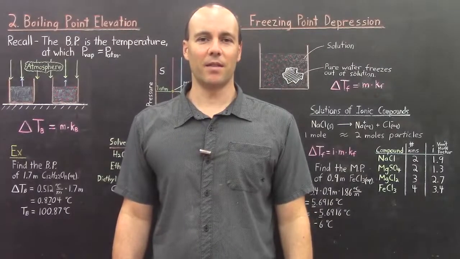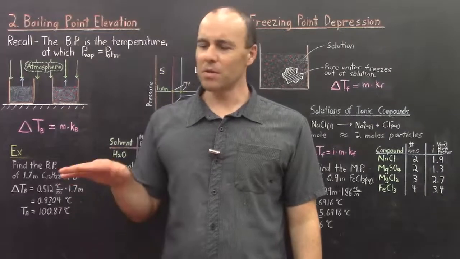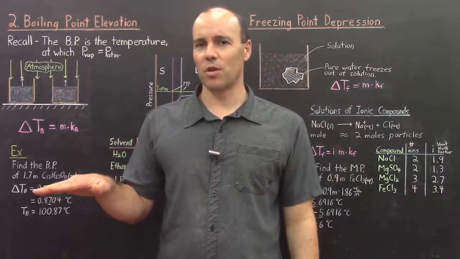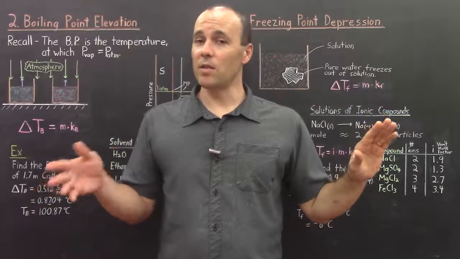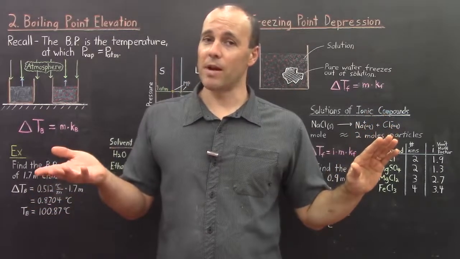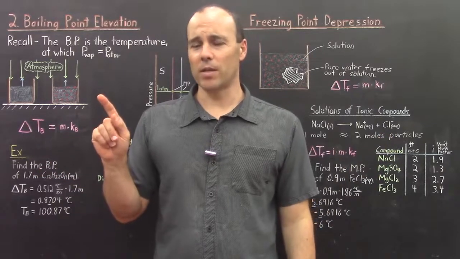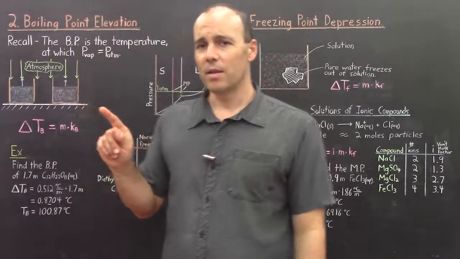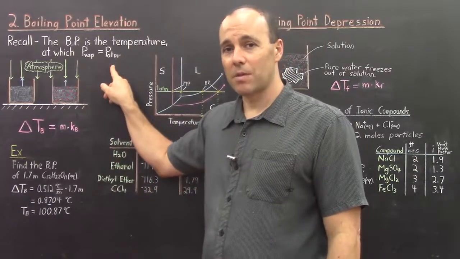The second colligative property is boiling point elevation. If you understood why the vapor pressure of a solution is lower than that of a pure solvent, then it's easy to see why its boiling point is also higher. Let's first recall what the boiling point is, and it's the temperature at which the vapor pressure is equal to the atmospheric pressure.